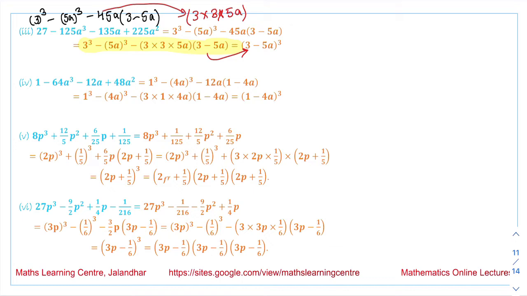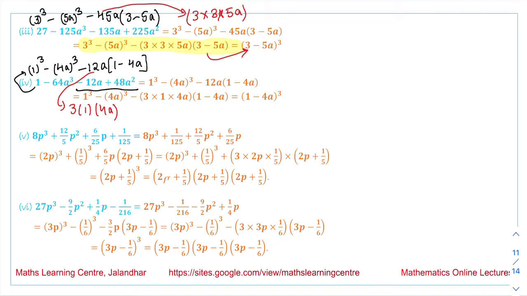Similarly, in the next question we have 1 over here, so 1 is basically 1 cube minus 64a cube, meaning we are talking about (4a) cube. Next we have to take common from these two terms, so minus 12a is common, and we are left with minus 1 into (1 minus 4a). Now 12a we can write as 3 into 1 into 4a, so this whole term will become the formula of (1 minus 4a) whole cube.